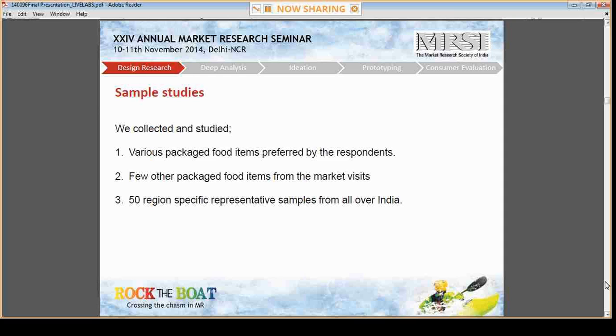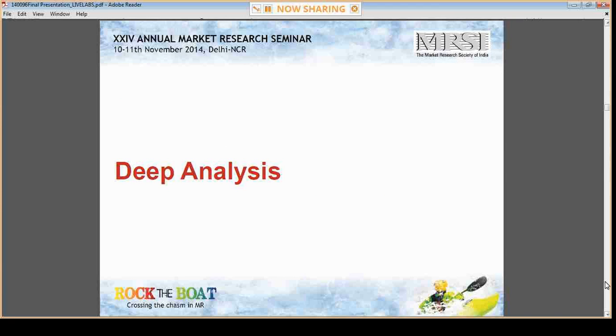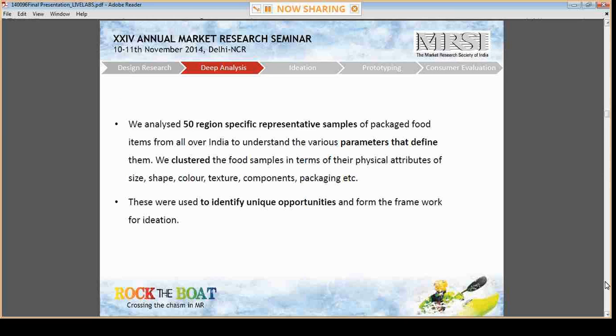Now, I talked about samples, and what these samples actually are: when people are the consumers that we did immersions with, what are the food items that they preferred? What are the other food items that are available in the markets nearby? And we also picked up 50 region-specific samples from all across India for that particular food category. Next slide, please. And then we actually studied these samples in detail.